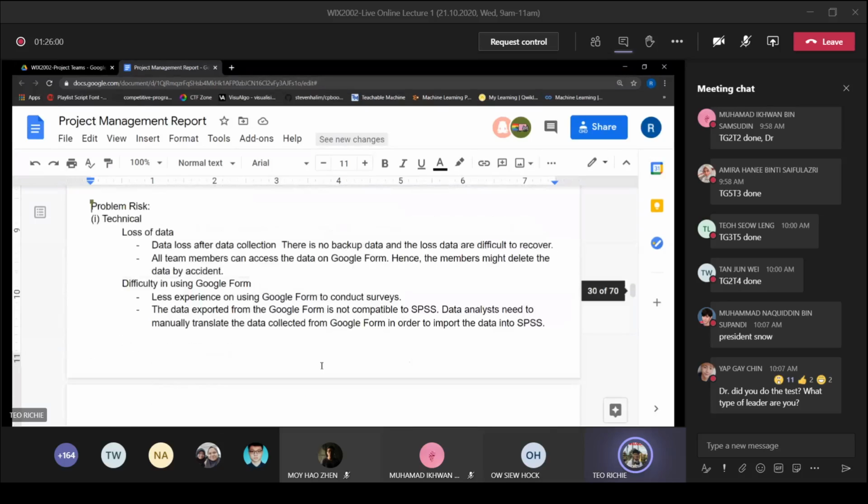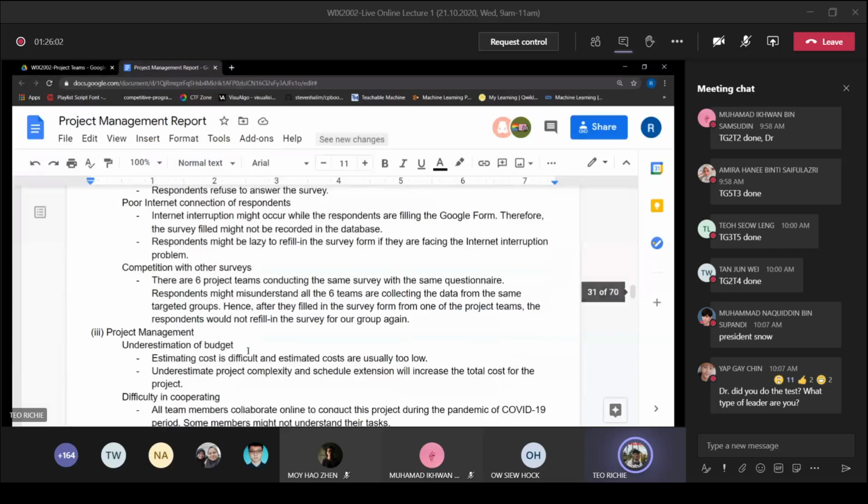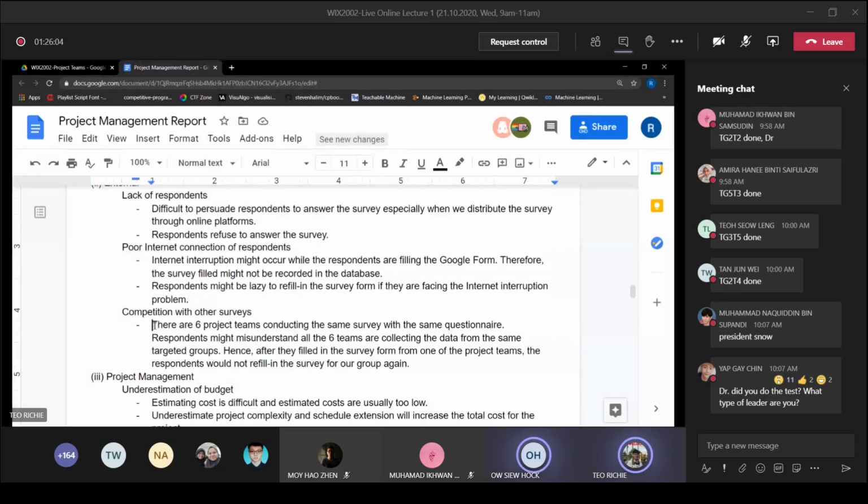And like if you look at here, there's like a series of explanation. So the explanation for the competition of other surveys will be the 6 project teams conducting the same survey with the same project. But you have identified you are targeting different respondents, right? From different faculty and different departments. That means you're not competing. That's why I'm asking you to do that. So if, let's say, every team goes to the same faculty, then we'll be competing.